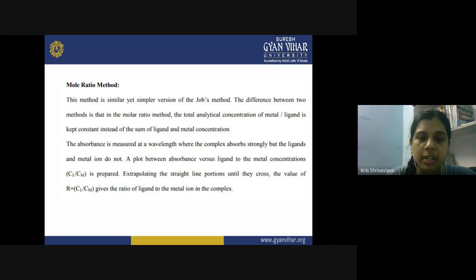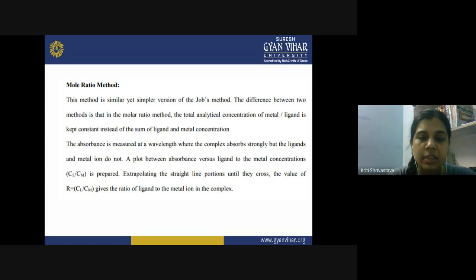In the mole ratio method we keep the total analytical concentration of the metal and ligand constant. In the same manner, we prepare a series of solutions, and we determine the absorbance for each of the solutions. This absorbance is determined by a good spectrophotometer, and you set the wavelength at lambda max.